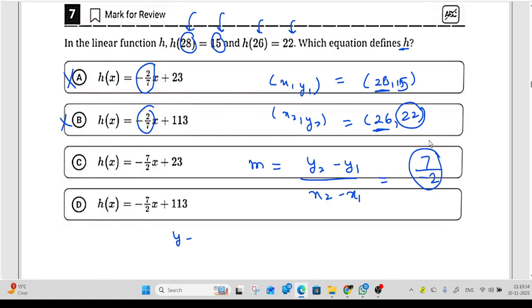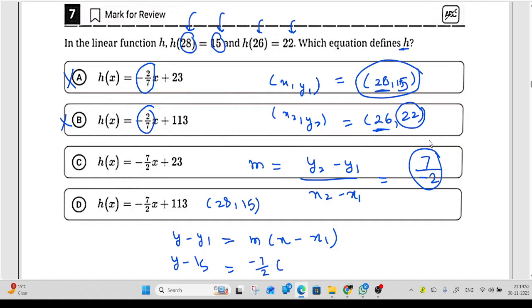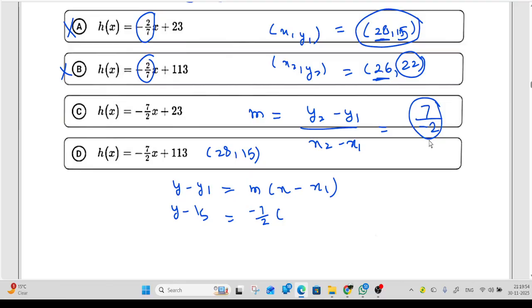Now I can use point slope form to find my equation. y minus y1 is equal to m times x minus x1. This is point slope form. So y minus, take any one point. Let's say I'm taking the point 28 comma 15. So y minus y1, which is 15, is equal to the slope, negative 7 over 2, times x minus x1, which is 28.